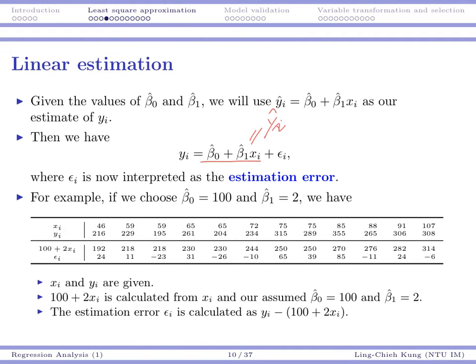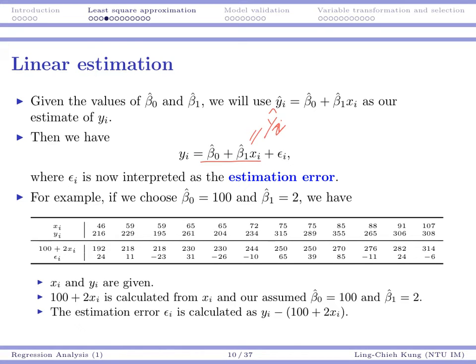Okay, because this is our y hat i, we know our estimation would somewhat deviate from the true value. This is our predicted value. This is our true value. There can be some error, some differences. So we call epsilon i our estimation error.